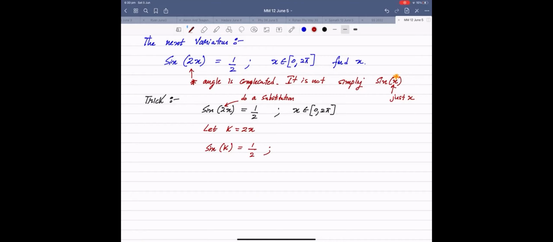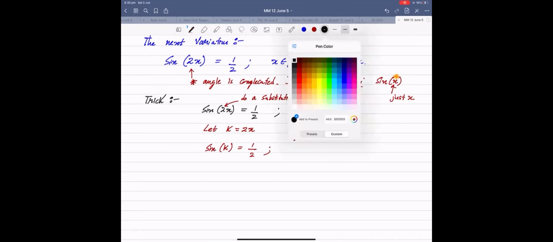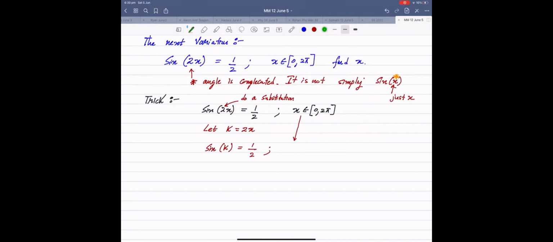Okay. So sin k is equal to half. Now I have to write the domain here. Now we will observe. Observation is this. If you have x here, you have x as the domain. Makes sense, right? The domain should be given in terms of x. Now you have k here, then your domain should be in k. Makes sense?